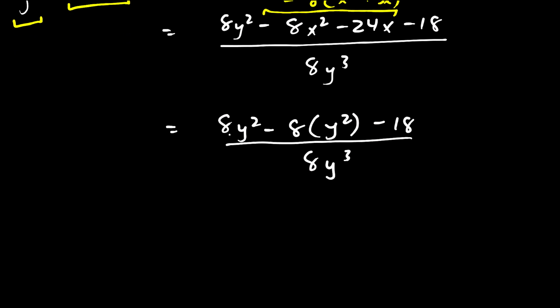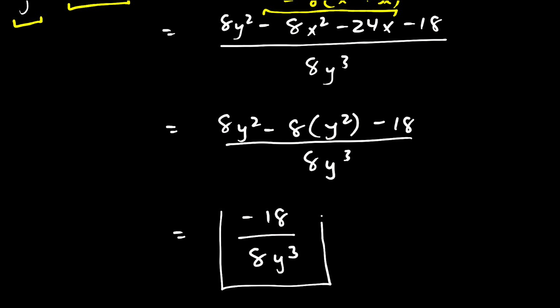So now you can see you have 8y squared minus 8y squared, so we're left with negative 18 over 8y cubed for a complete simplification for the second derivative, which will help us determine concavity and tangent lines if they're overestimates or underestimates for applications. I hope that helps.